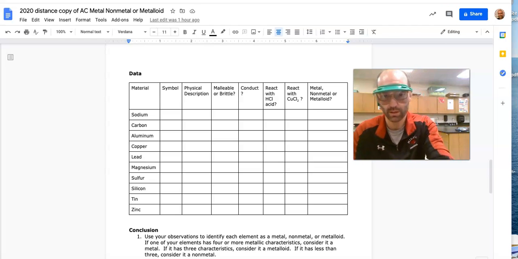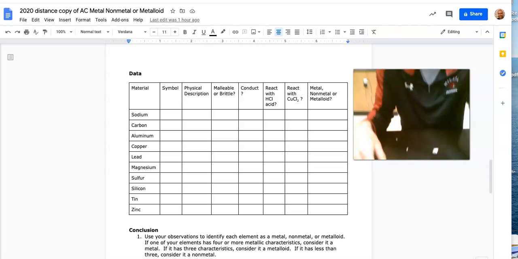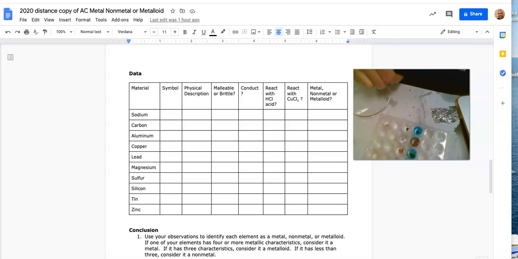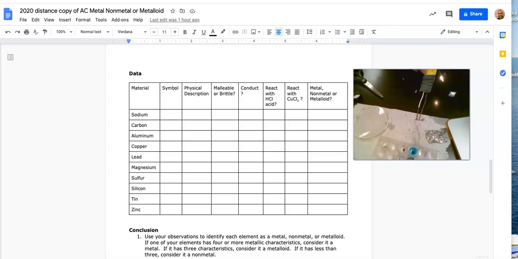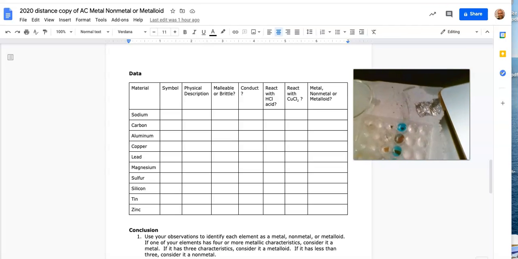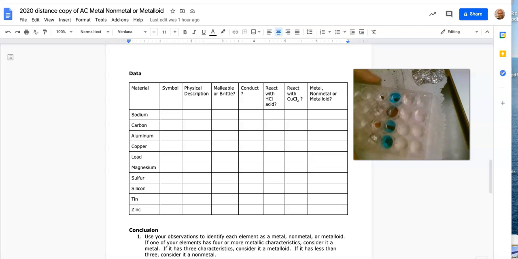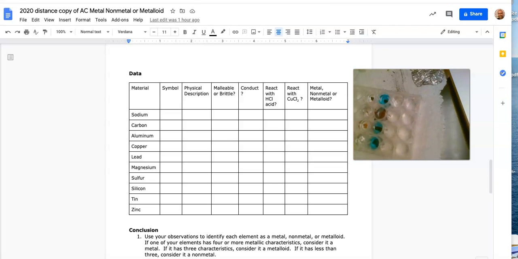Is it a conductor? Let's take a look-see. Here's my magnesium. Here's my conductivity tester. Got lit. It's a conductor. Magnesium is. How does it react with our two different solutions? Well, let me put a little chunk in each spot here. That'll be the acid. That'll be the copper chloride.